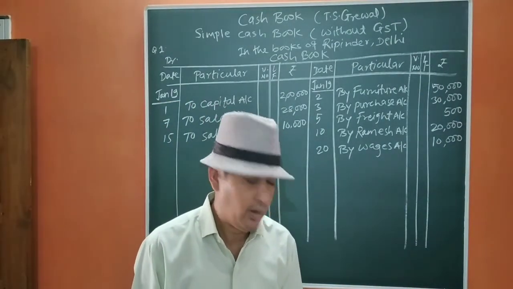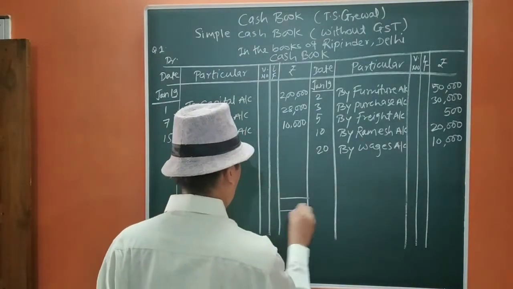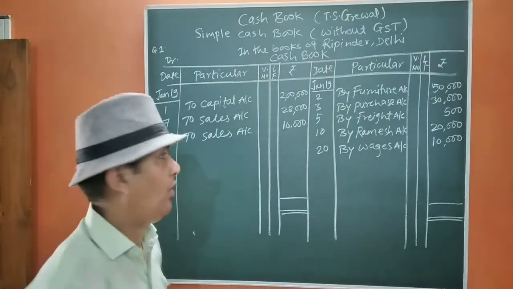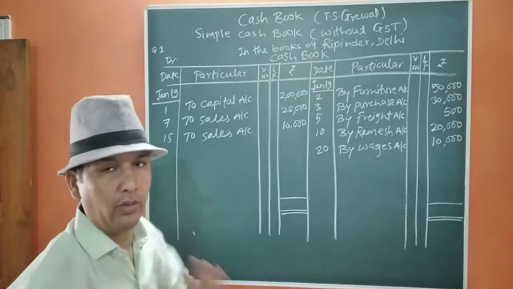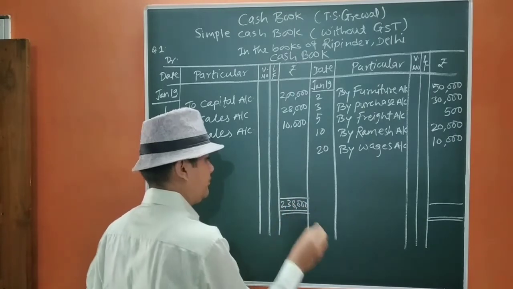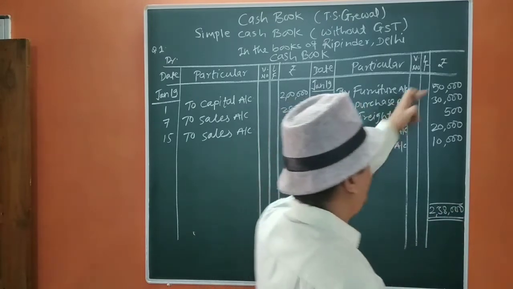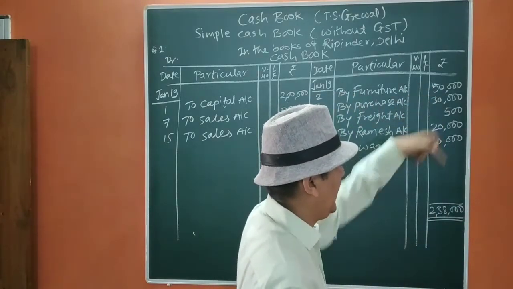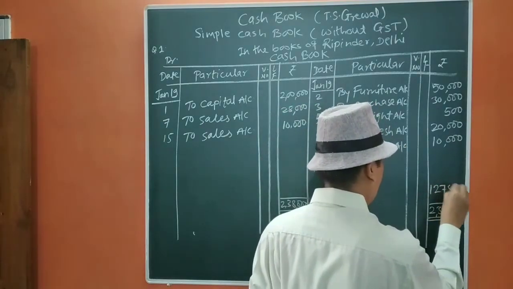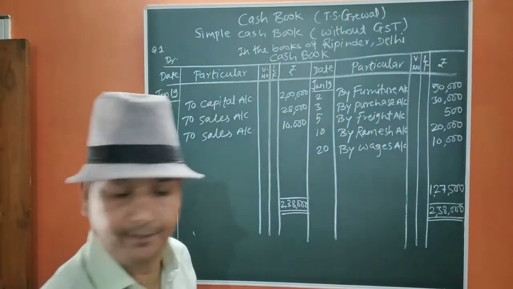Now we are going to close our account. So let us start closing. Always remember that in the case of cash, there will always be debit side total more. Okay, so it will be 2,38,000. 50, 80, 110, 110. So it will remain 1,27,500. Okay, this is the balance.